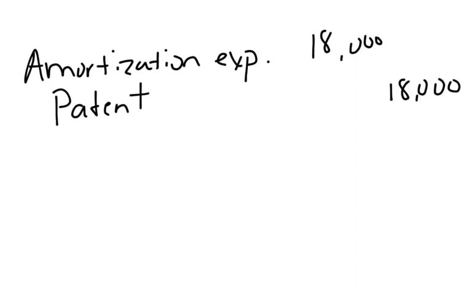So for any, again, intangible asset with a limited life, we'll do something similar to straight line depreciation, and we'll make an entry similar to this. If it wasn't a patent, it was a different type of intangible asset with limited life, we would list that intangible asset and decrease the account for the amount of the amortization for the year.